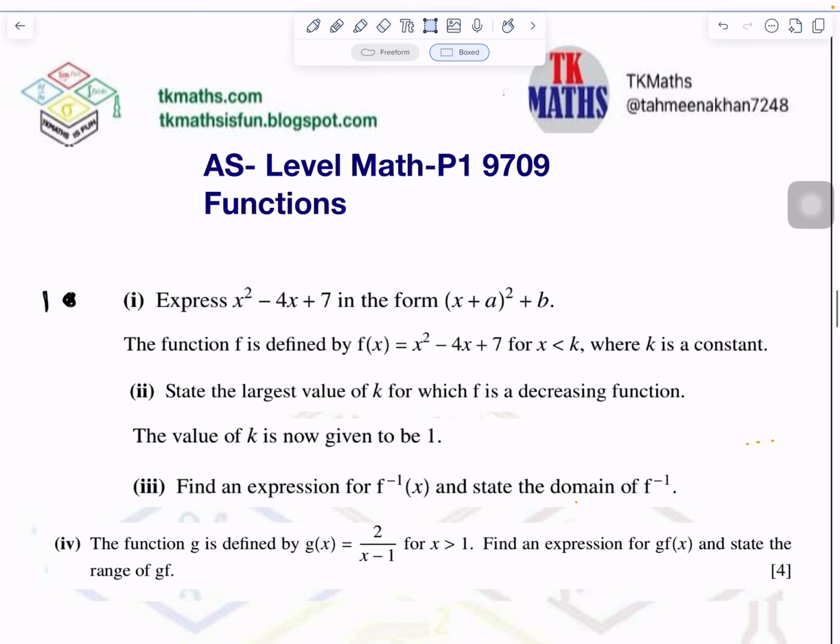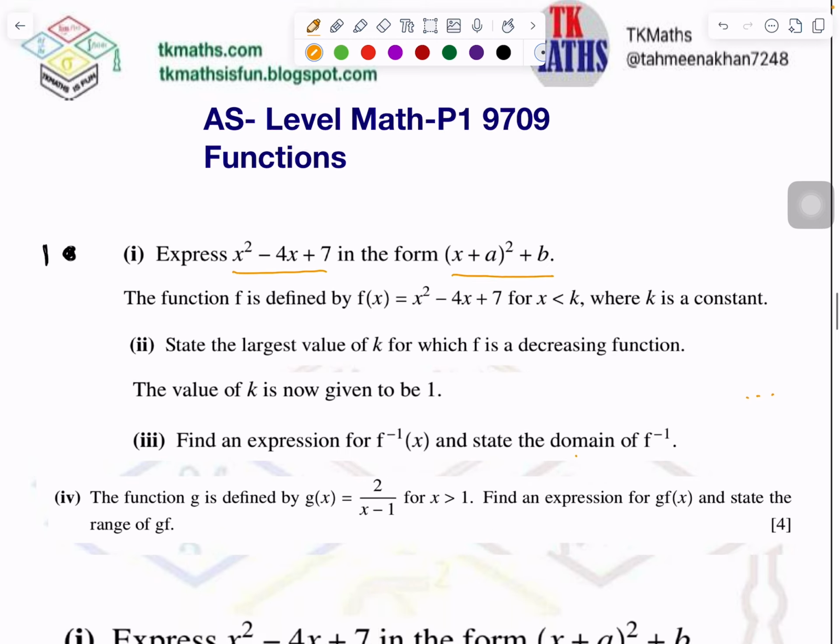In today's video, we will solve a question on functions, which is a part of the syllabus of A-level mathematics, P1. The code is 9709. In this question, the challenge part is 3 and especially 4, which is mostly a big challenge for a student. So I'll try to explain it to you in detail so that you can solve other questions of this type on your own. So let's start. The first part of the question is to express a quadratic expression in the completing square form.